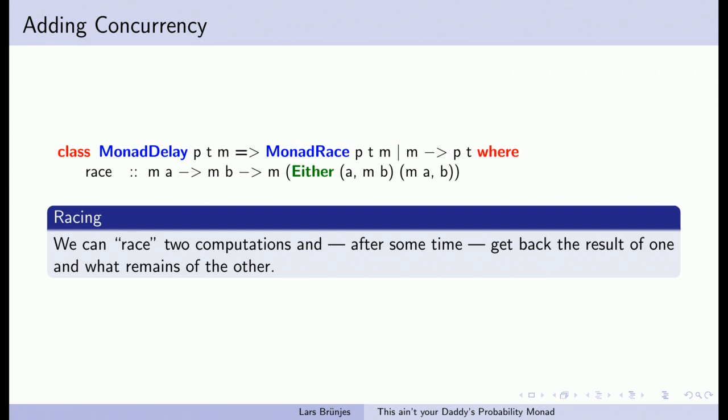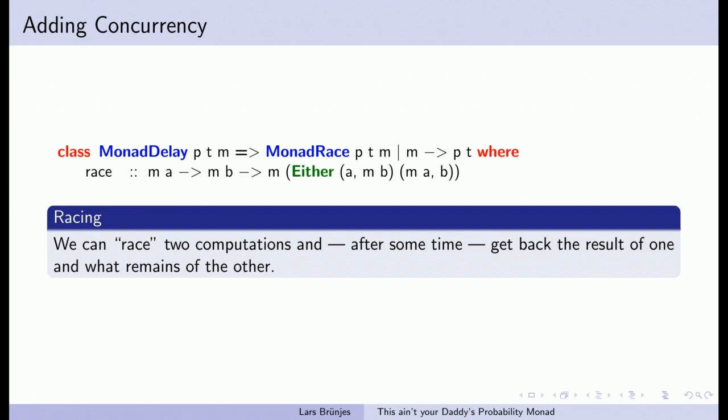But then if something comes out, then it's an Either, because 2 things can happen. Either the first computation can finish first, or the second computation can finish first. So we get a Left when the first computation finishes first, and a Right when the second one finishes first. So in the first case, we get an A, and in the second, a B. And then we get something else, and that is the remaining other computation. So if the first one happens first, we get the A as a result. And then if we want, we could wait for the second one to also finish. So that's this M B.